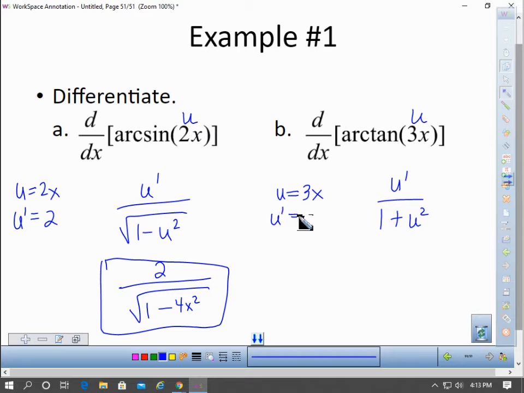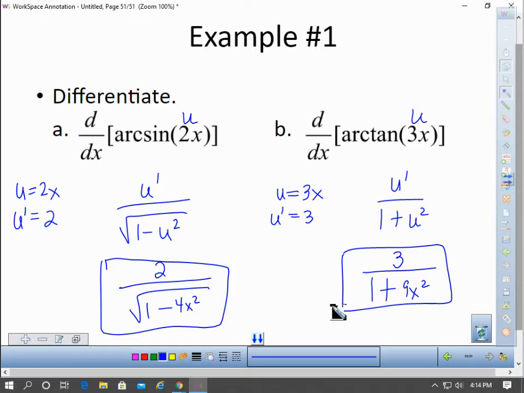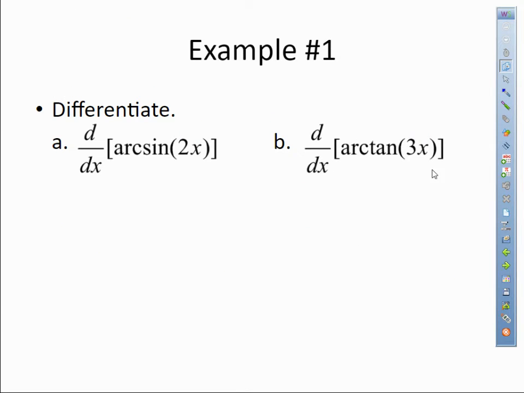So u prime, your derivative, is 3. So when I fill this in, it's going to be 3 over 1 plus my u squared, which is going to be 9x squared. So there's my answer. So taking the derivatives is not hard as long as you know these formulas or are familiar with these formulas.